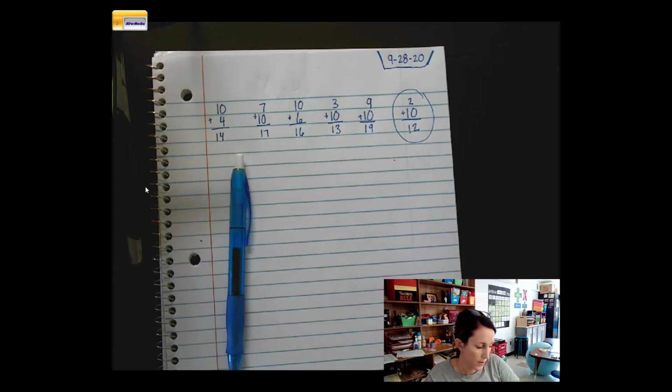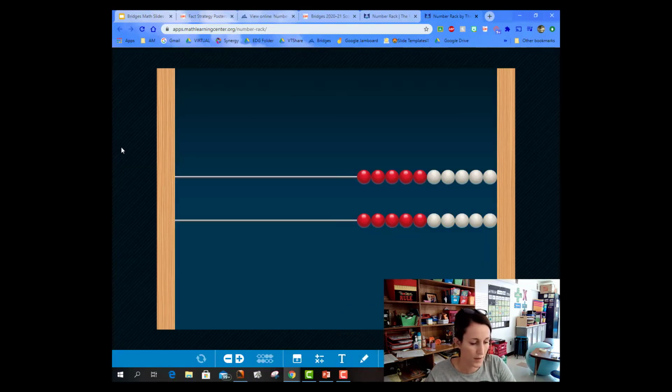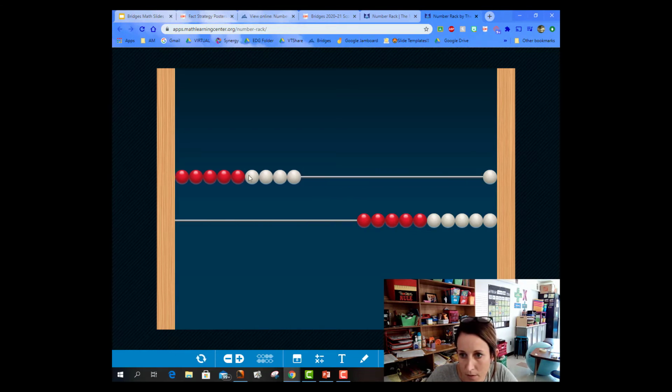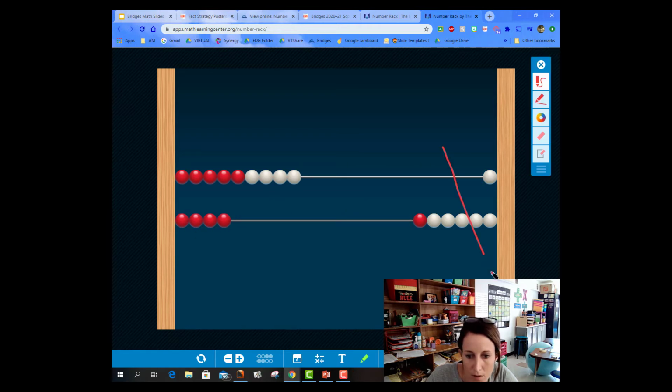Okay, you can put down your pencil for a minute and just focus on the screen. I'm going to go ahead and open our number rack. And I'm going to show you the equation 9, 1, 2, 3, 4, 5, 6, 7, 8, 9, plus 4. So we're ignoring what's going on over here. I guess you don't have to, you can use it, so I don't want to say ignore it, but the equation is over here. 9 plus 4.